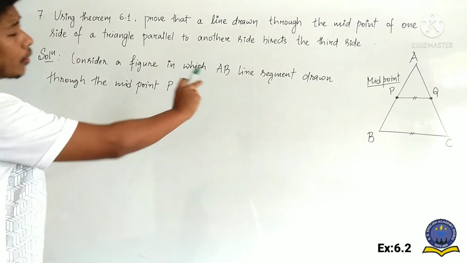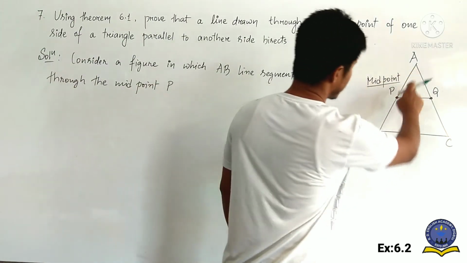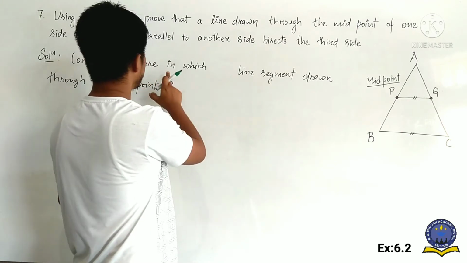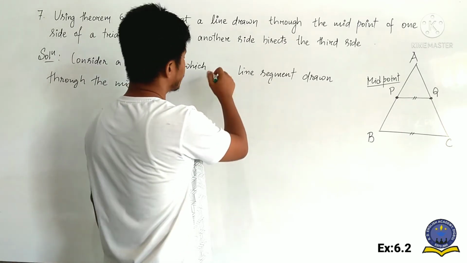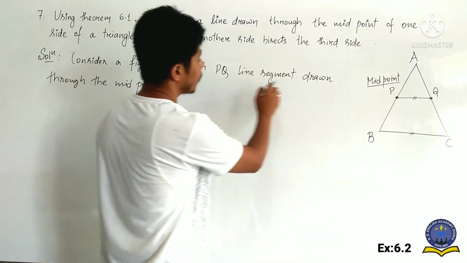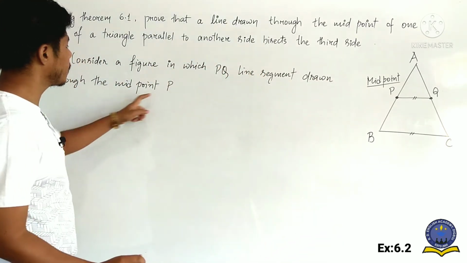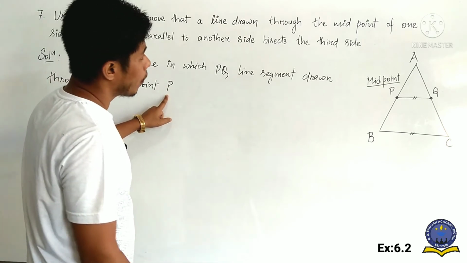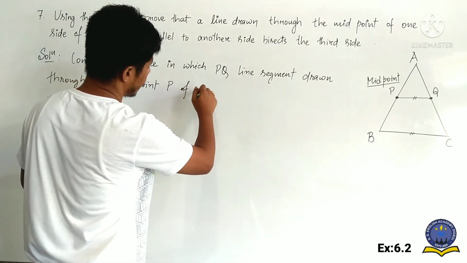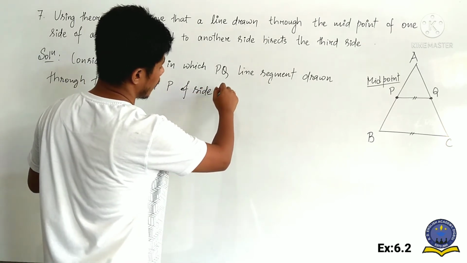So here, or you can write in this also, line segments. Directly you can write here in this also. Consider a figure in which PQ line segment. In this way, if you write, it is more comfortable. PQ line segment drawn through the midpoint P of side AB.